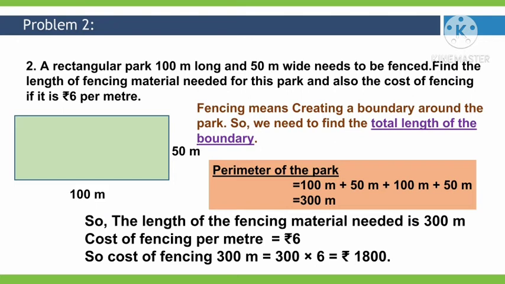It's like a compound. So we need to find the total length of the boundary in order to find how much fencing is needed. Now it is given it is a rectangular park. The length and breadth were given. It is 100 meter and 50 meter.